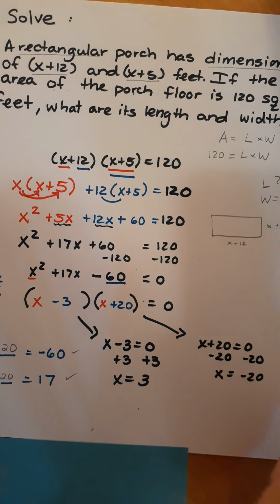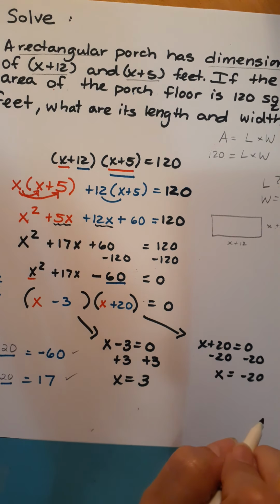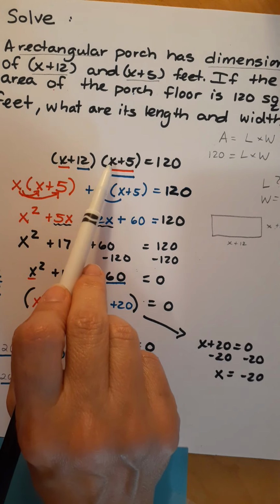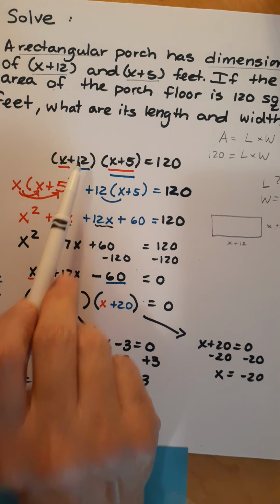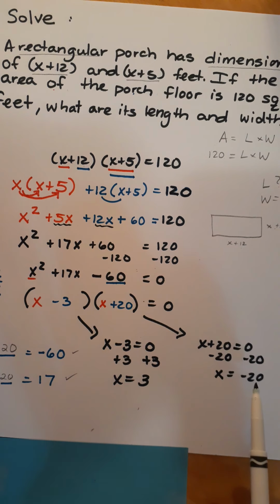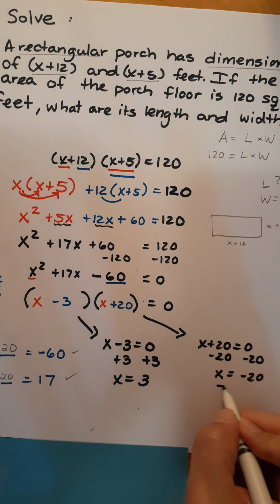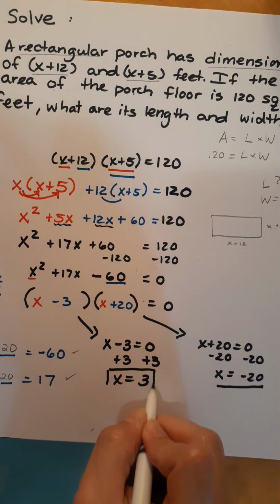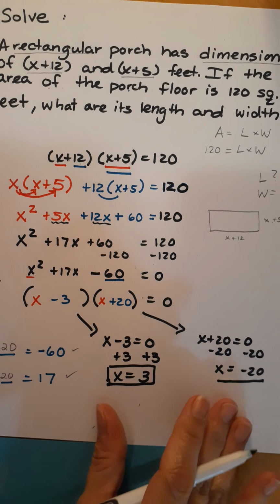Now, I have a question. We're talking about the dimensions of a porch. When we put negative 20 into this and into this, we're going to get a negative dimension. So you have to be careful with word problems. They have to kind of make sense. You don't measure a porch by saying, oh, that's negative 15 or negative 20 feet. You just don't. Because we're talking about area, we don't have negative area. So by default, this has to be our x. Now we're not done here yet.